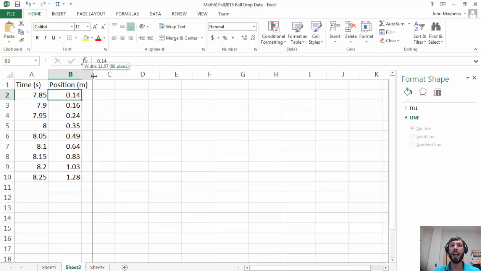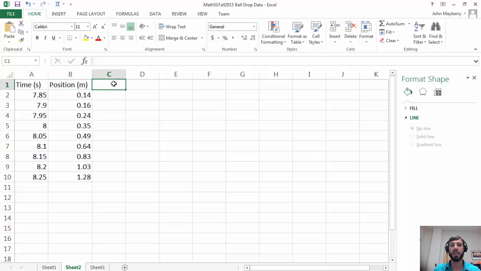So if we wanted to add to this table a column for average velocity at various times during the drop, we could do this. Since velocity is a rate of change of position, in other words the change in position over the change in time, we can calculate the average velocity by subtracting successive positions and dividing by the corresponding change in time.